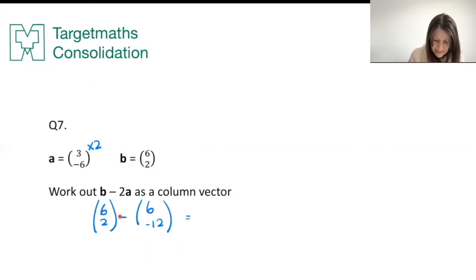We've got 6 take 6, well, that is going to give us 0. And then we've got 2, and we've got that minus minus making a plus. So 2 plus 12 is 14. And that would be the final answer for that one.